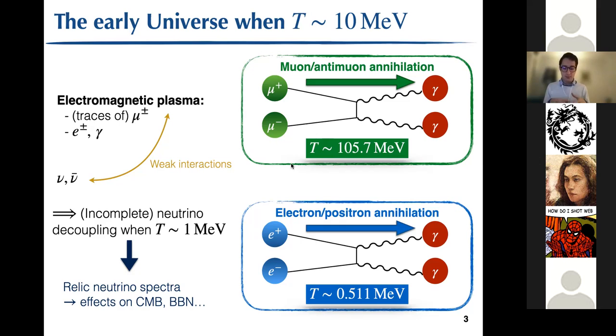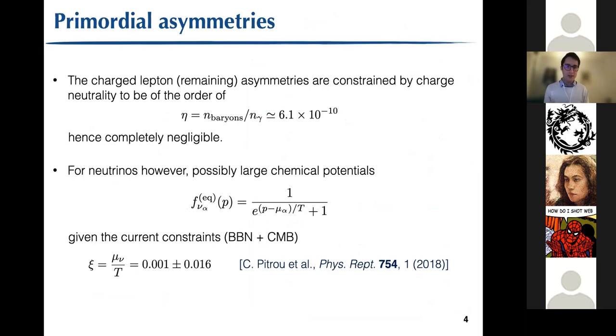This precise study of incomplete neutrino decoupling and the relic neutrino spectra is really important in precision cosmology today, because these spectra have multiple effects on the CMB and on BBN, because they set the expansion rate of the universe, and because they affect the neutron-to-proton ratio. So we aim at studying and computing these spectra as precisely as possible. That's why today I'm going to talk about one aspect, the primordial asymmetries.